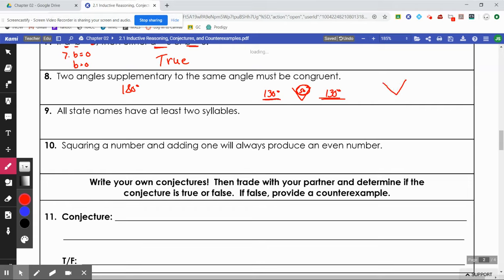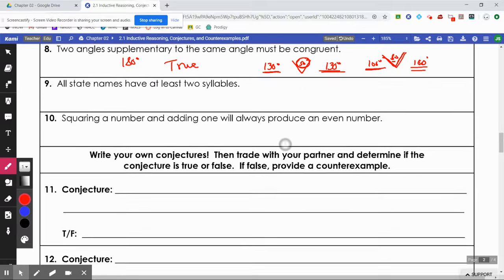What if you had a different size angle? What if you had an 80-degree angle? You've got two angles that are both supplementary to the 80. Well, this one's 100 because it's supplementary to 80. This one's 100 because it's supplementary to 80. Well, yeah, they're the same. So two angles supplementary to the same angle have to be congruent. I would say that's true. And that's actually, we'll learn later on, a theorem.